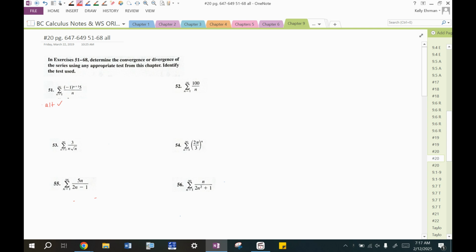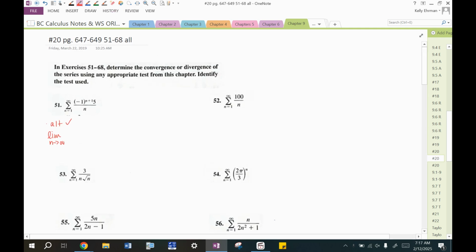So this series is alternating. And if I take the limit as n approaches infinity of the absolute value of the terms, then I do get 0. And it's reasonable to say that the terms are decreasing because the n plus 1th term is less than the nth term. So yeah, I would say this converges by alternating series test.